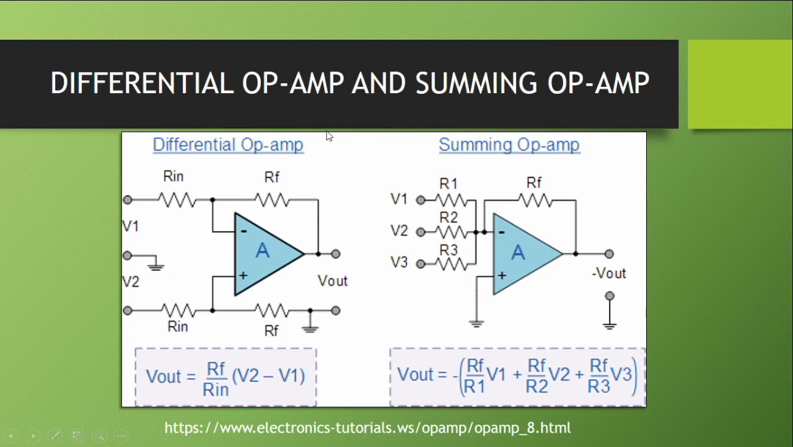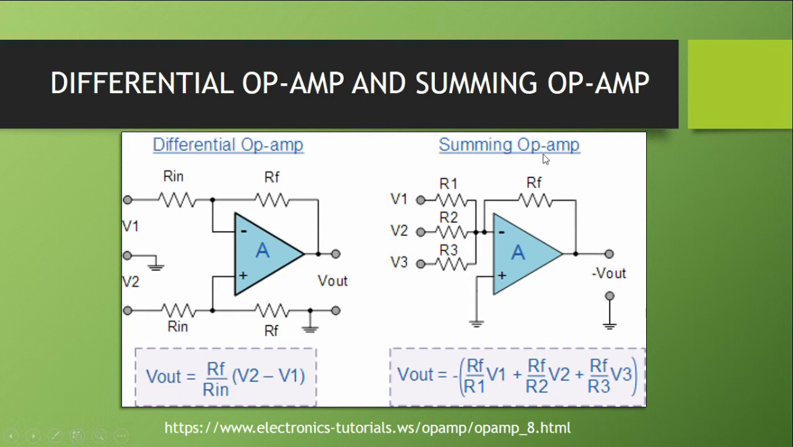We also have a differential op amp, where we have two inputs, V1 and V2, and we have RF and Rin for both the negative and the positive. Our output voltage is equal to RF over Rin times the difference V2 minus V1. Differential, from the word difference. Our input is the input difference V2 minus V1. Then we multiply by the gain RF over Rin.